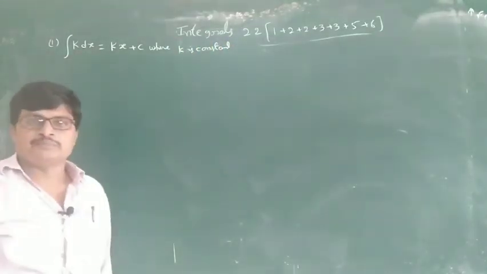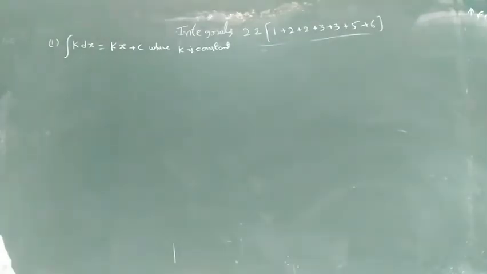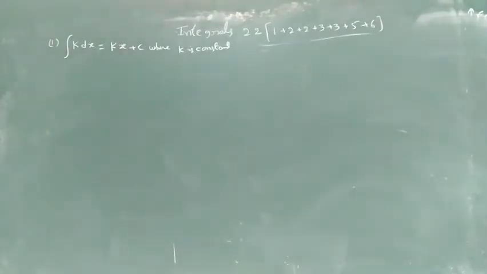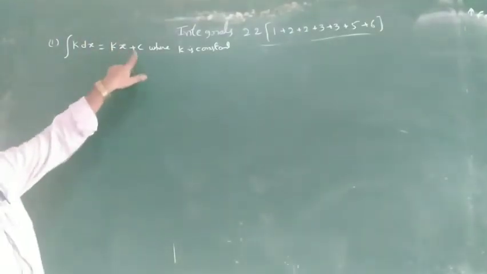Listen carefully. The derivative of a constant is simply 0. The integration of a constant is equal to k x plus c. Plus c, it must and should be plus c.